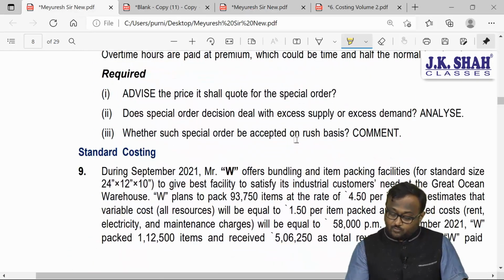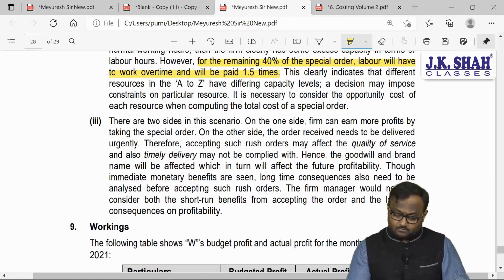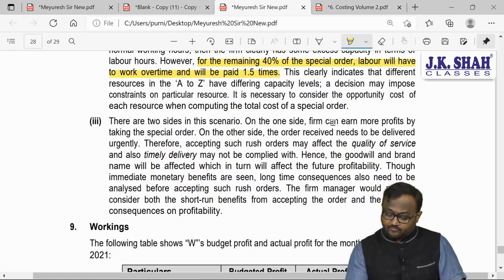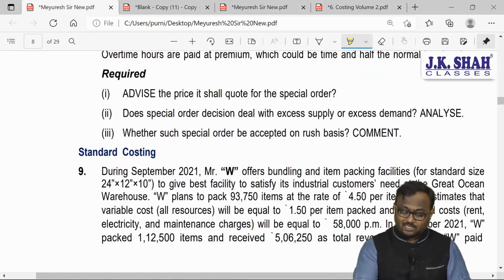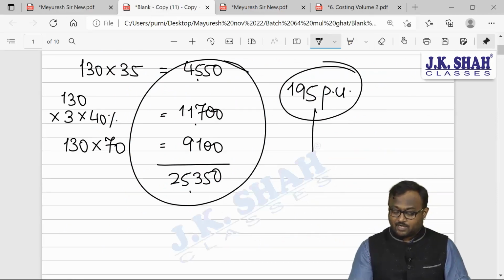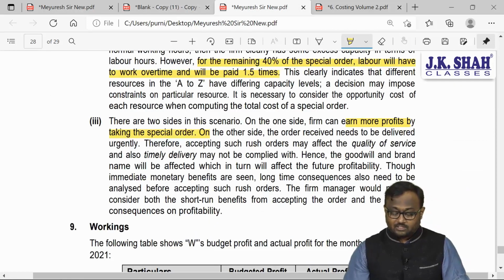Where such special order should be accepted on a rush basis. Why not? See, there are two sides, that's what they are saying. The firm can even earn more profit by taking such special order. Of course, मेरे जेब से यार 195 जा रहा है. I am spending only 195. So there is an opportunity of earning huge profit.